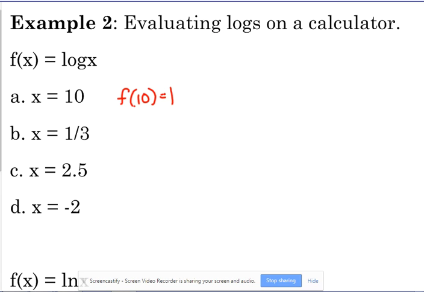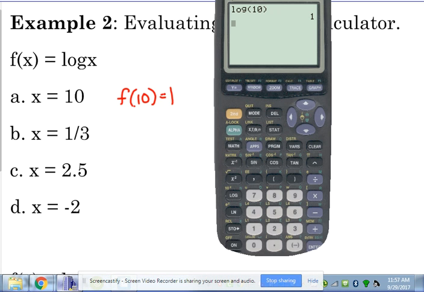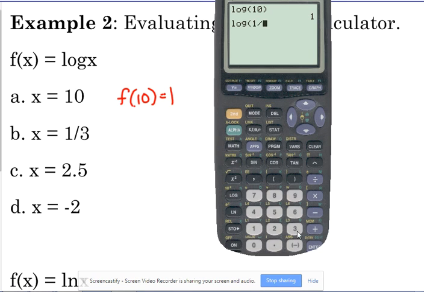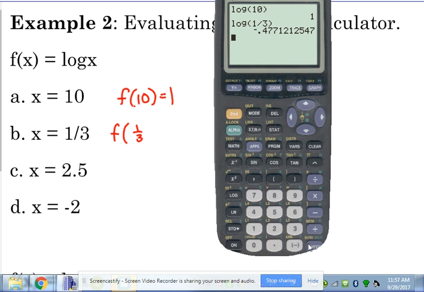The next one, though, the log of 1/3. 10 to what power is 1/3? Just because we can't figure it out in our mind does not mean it doesn't exist. It's just not an even rational power of 10. So we have to rely upon our calculator. We just type in the log of 1/3, and it gives us an answer of approximately negative 0.477. So when we raise 10 to the negative 0.477 power, we get 1/3.